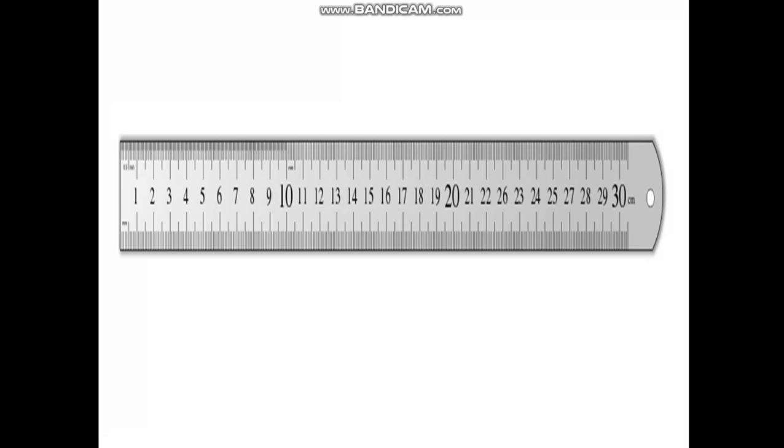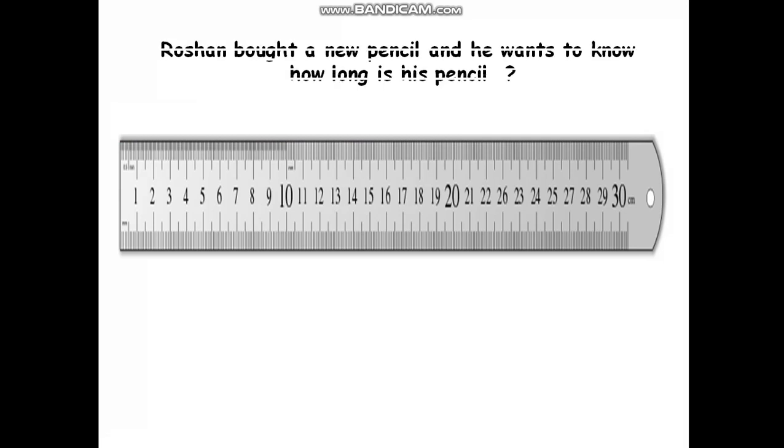So we can use this scale to measure the length of different objects. Let us try to do that. First question: Roshan bought a new pencil and he wants to know how long his pencil is.